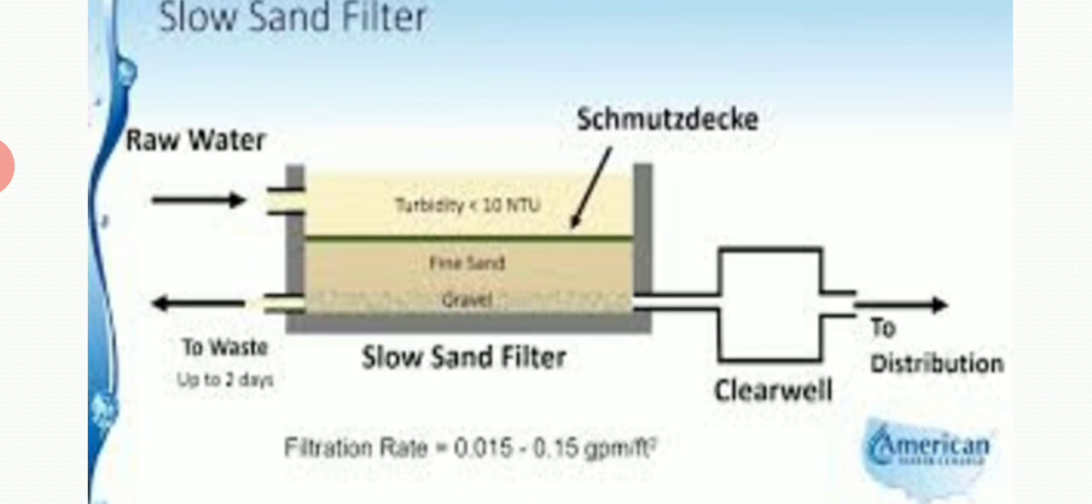Now the first action is mechanical straining. You can see that from one side we have raw water entering into the tank. This raw water has turbidity greater than 10 NTU. When such water is passed, what happens? All the impurities greater than the pore size of this filter media will settle down on top of the fine sand, and only water will trickle down.